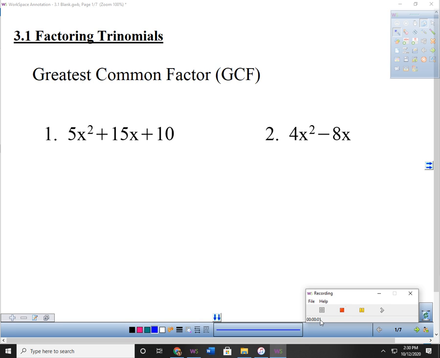All right, so today we're going to go over factoring trinomials, and first we're going to talk about greatest common factor. So remember, greatest common factor is the biggest number that you can divide into every term that you have. So if you're looking at 5x squared, 15x, and 10, what is the biggest number you can divide into all three of those? 5. So I'm going to factor out a 5.